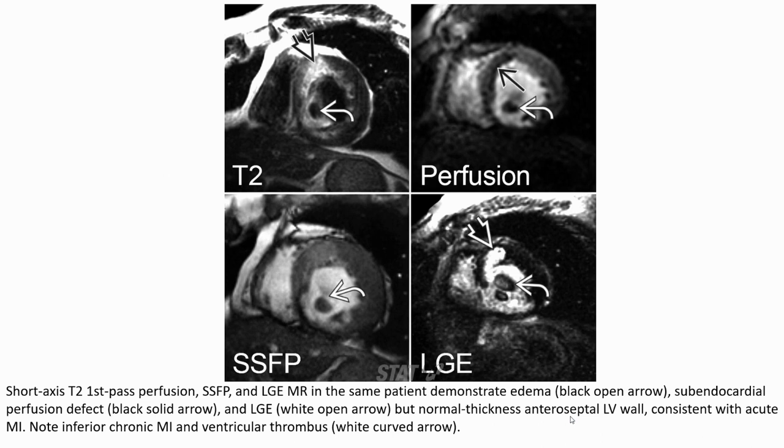The short axis T2, first pass perfusion, SSFP, and LGE in the same patient demonstrate edema (black open arrow), subendocardial perfusion defect (black solid arrow), and LGE (wide open arrow), with increased thickness of the anteroseptal left ventricle wall, consistent with acute myocardial infarct. Note inferior chronic myocardial infarct and ventricular thrombus (wide curved arrow).